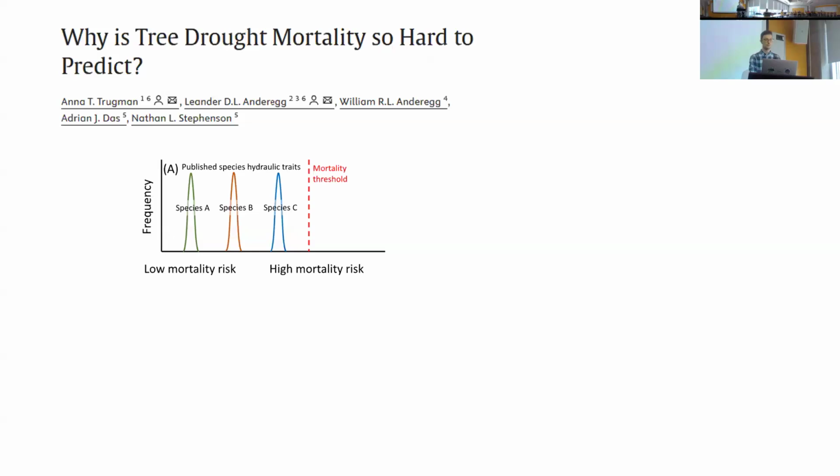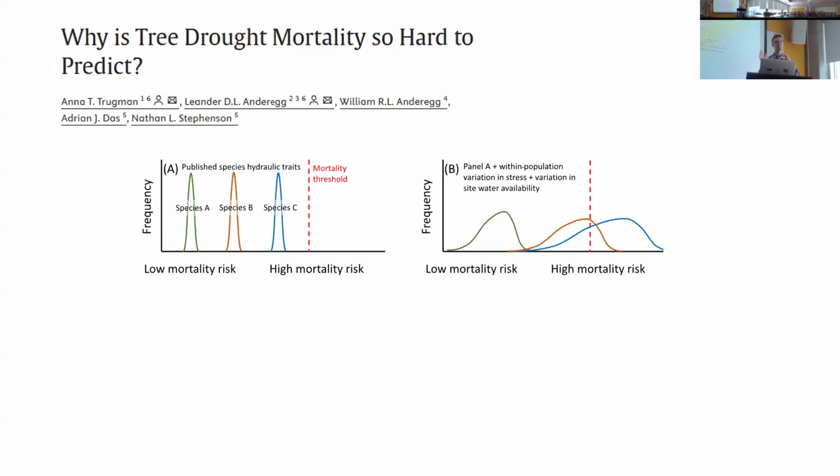Fortunately, there was this really cool paper called "Why is Tree Drought Mortality So Hard to Predict?" that can tell us some other reasons why this is hard. I really like this conceptual figure, where we think about the relative likelihood of mortality among different tree species, and we can think about their hydraulic traits. How aggressively do they use water? Things like hydraulic safety margin, minimum stomatal conductance, all these different things if you're a plant physiologist. And then as soon as we actually step out onto a landscape, we take those nice and neat bell curves and we smear them.